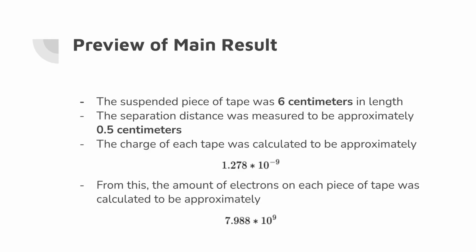Here's the preview of the main result of this experiment. So the suspended piece of tape was approximately 6 centimeters in length, and the separation distance was measured to be approximately 0.5 centimeters. From these values, we were able to calculate that the charge of each tape is approximately 1.278 times 10 to the negative 9th power, and from this, we're able to calculate that the amount of electrons in each piece of tape is approximately 7.988 times 10 to the 9th.